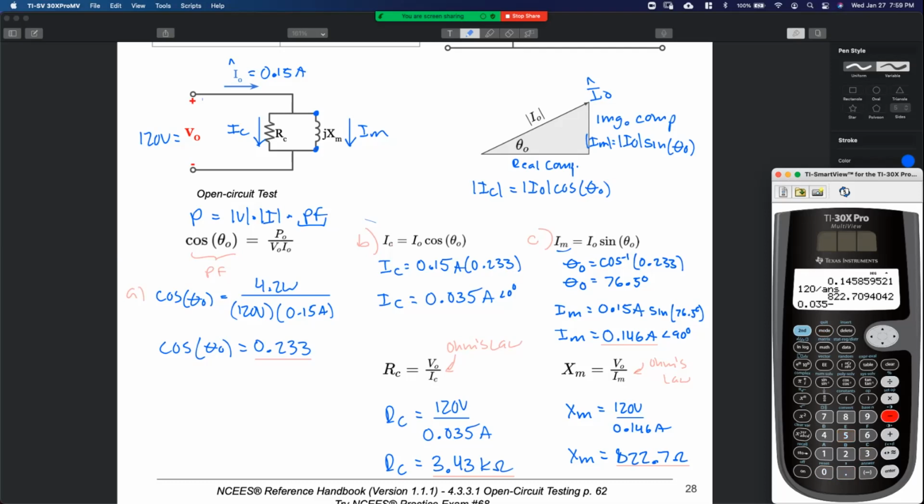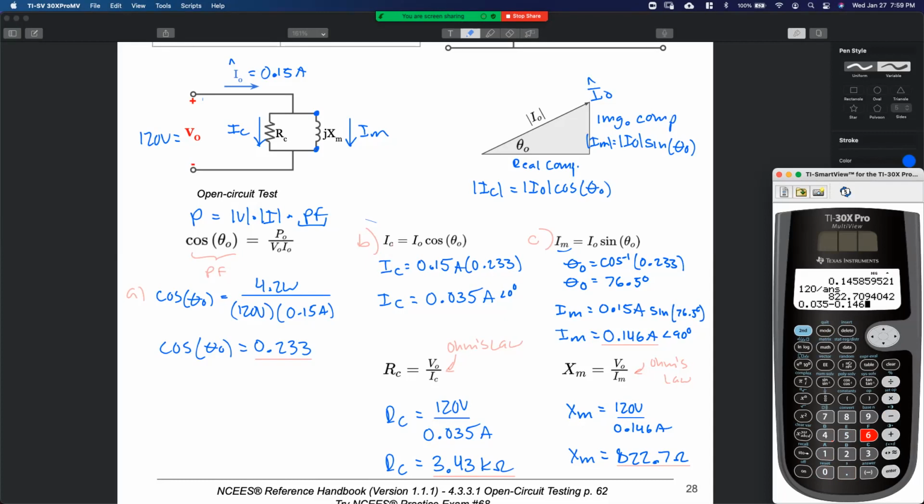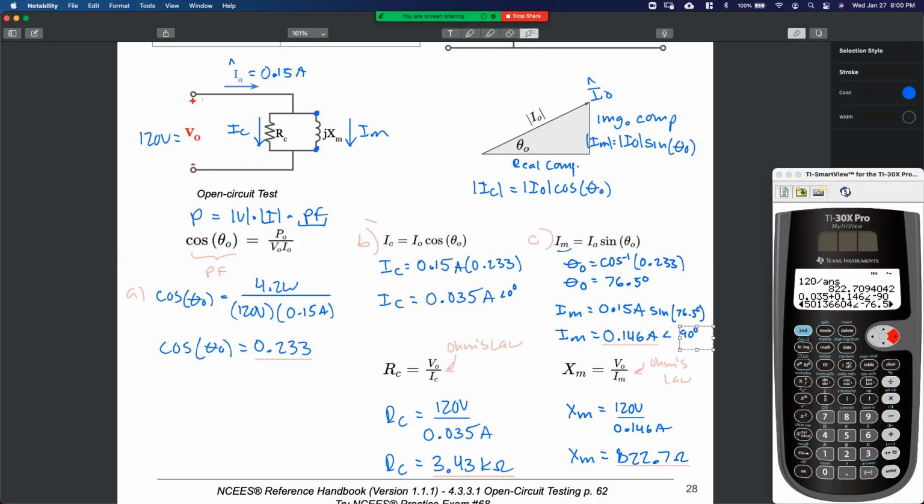Minus, where's I of M? There we go. 0.146. Actually, we need to add this. I'm sorry. Current entering equals current leaving. Both of these are leaving. And then here's going to be minus 90. I'll fix minus 90 here in the notes, and then we'll talk about why it's minus 90. That should get us to 0.15. And what was our angle? 76.5. How about that? Looks good, right? Works out.